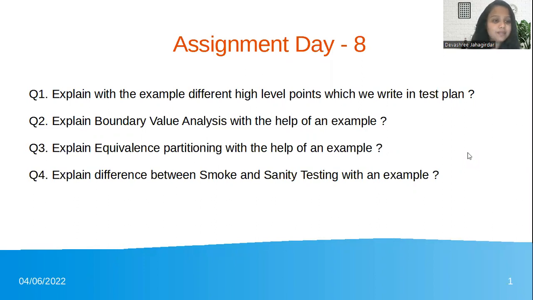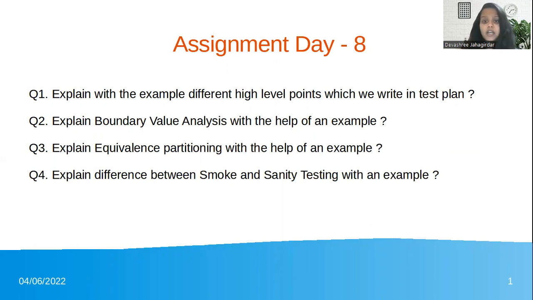So let's start with the assignment. Question number 1 is: explain with an example the different high-level points which we write in a test plan. So what is a test plan? A test plan is a detailed document which contains the strategy for the testing, requirements, the schedules, the deliverables, and the estimate for the test, right? These are some points in the test plan which are required to perform the testing on the software to be developed. So this is the basics of a test plan.